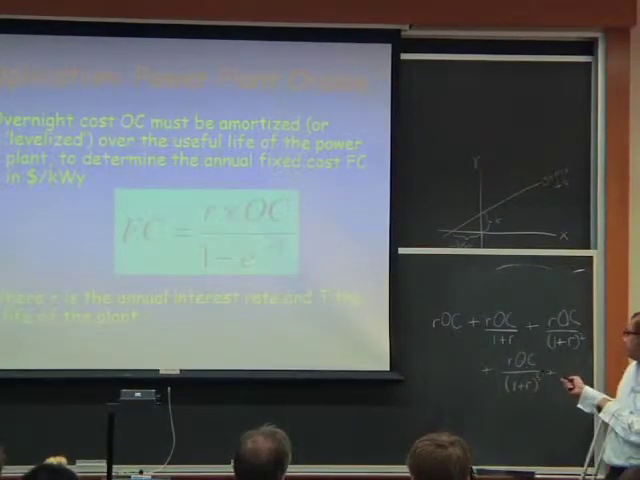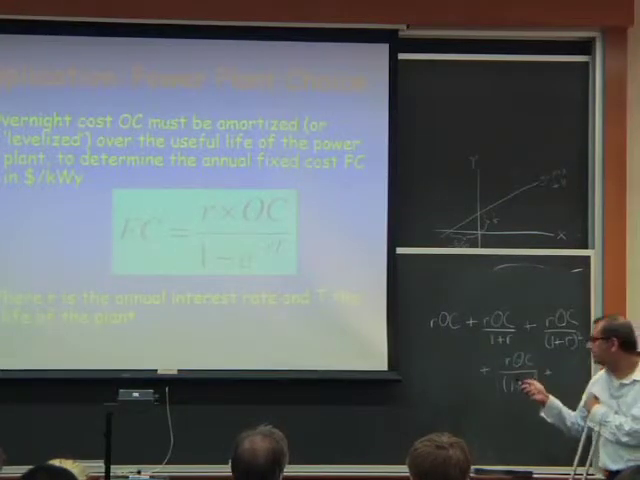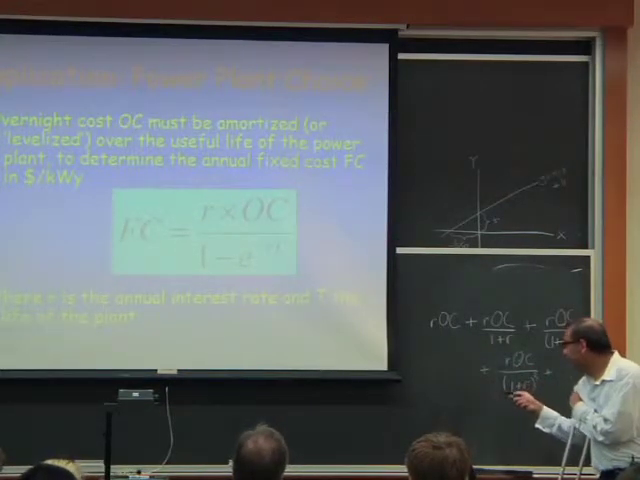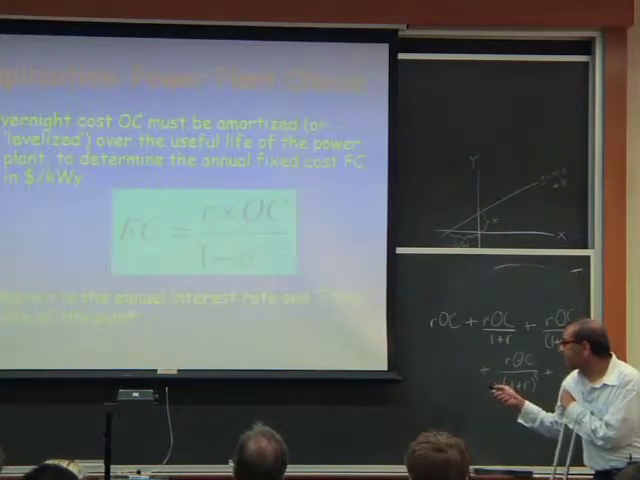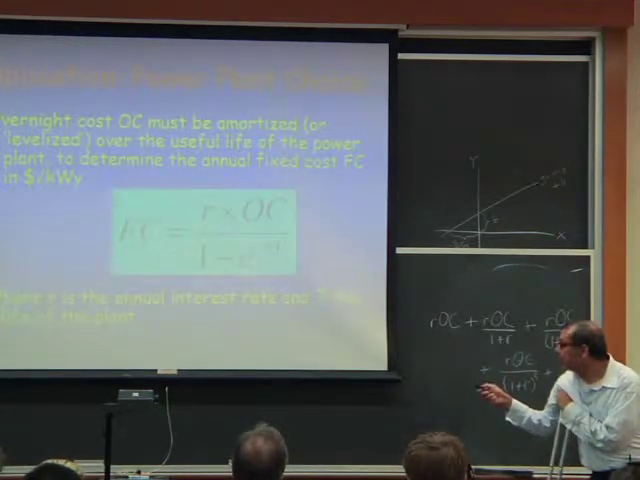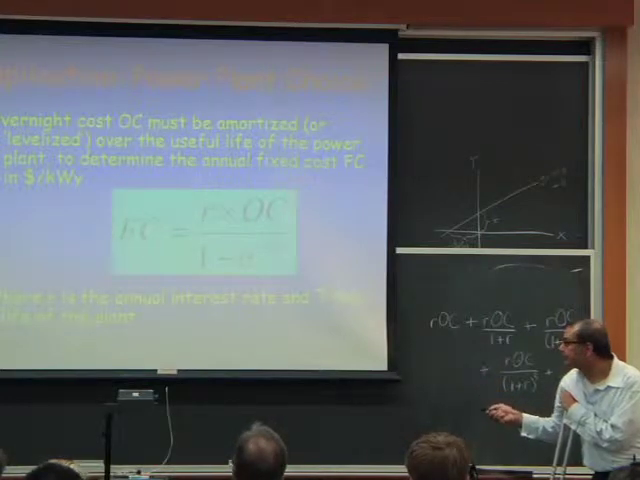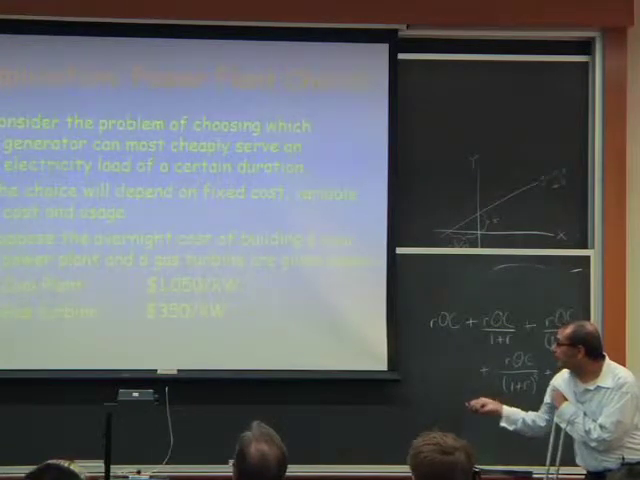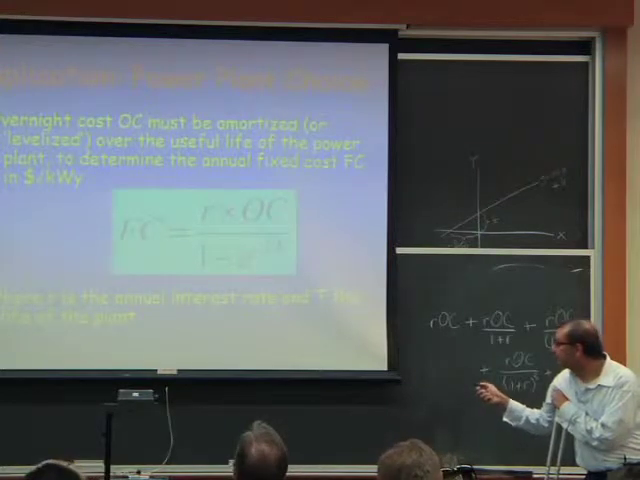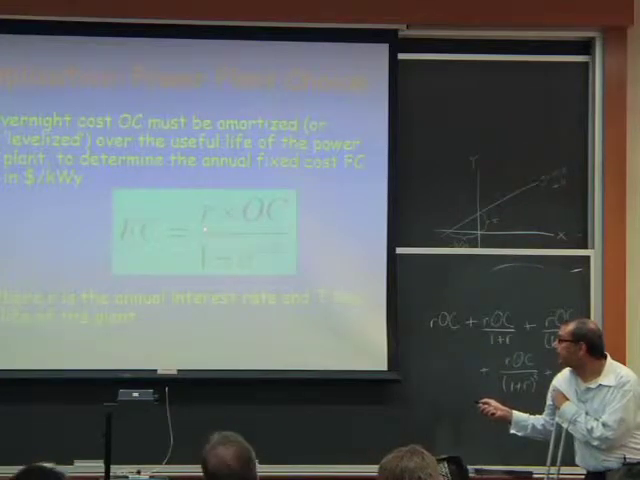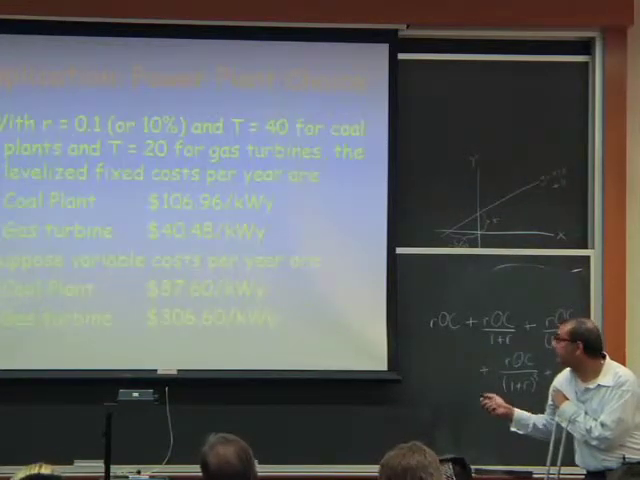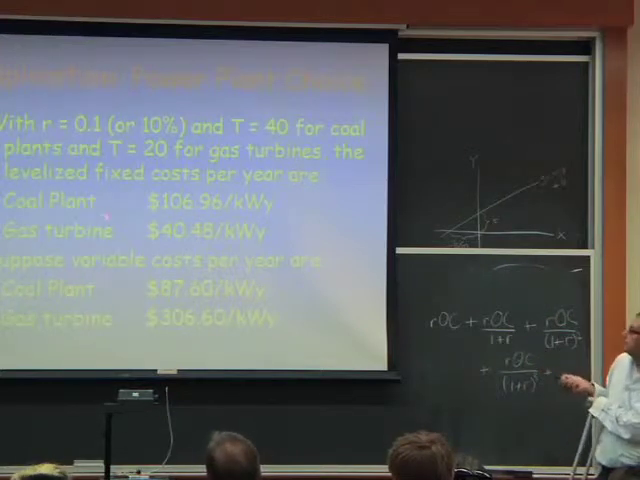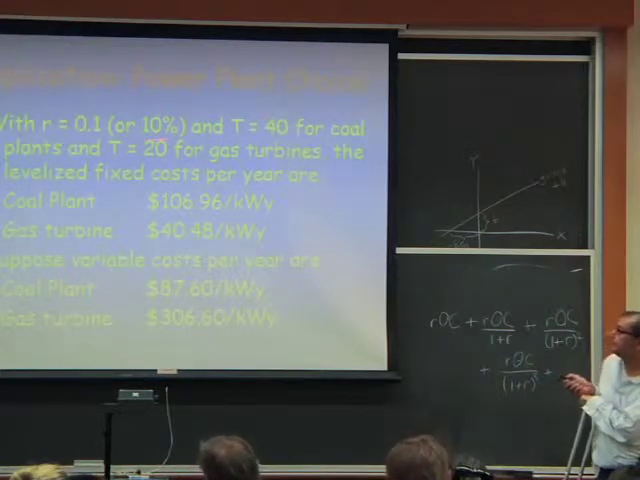So all I did was I summed these values to get me the fixed cost, but converted into annual units. Okay, so when I do that, for the coal plant, I can take 1050. So I put in 1050 here, and I do an example here where the interest rate is 10%.